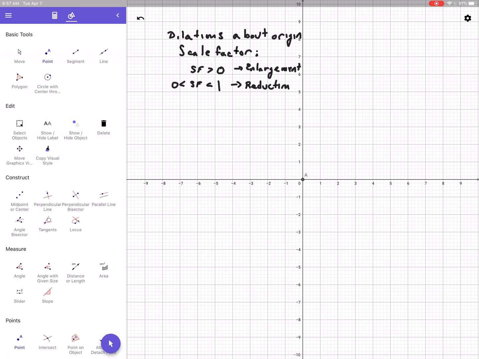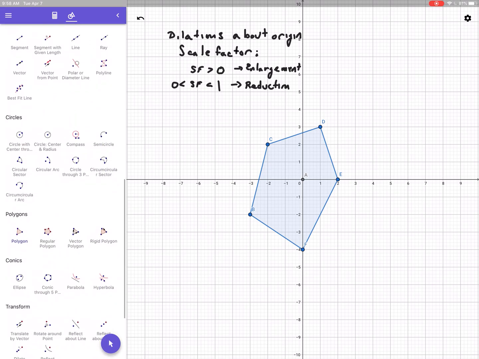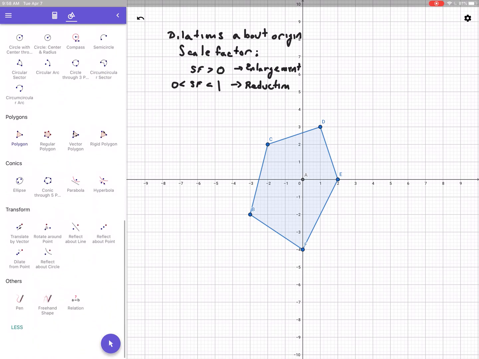So let me make a simple polygon. It doesn't even really have to be around it, but I'm just going to make one that's sort of around it here and do that. So now we have polygon BCDEF. And what we're going to do is actually do a reduction on it first.